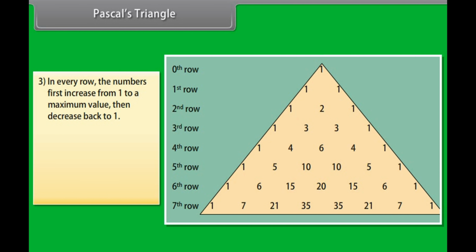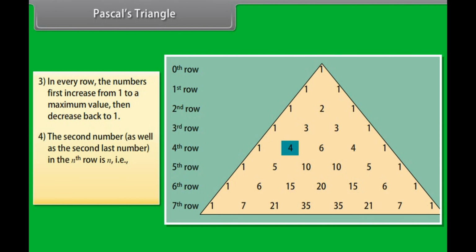In every row, the numbers first increase from 1 to a maximum value, then decrease back to 1. The second number as well as the second last number in the nth row is n, that is, nC1 is equal to nC(n-1) is equal to n.